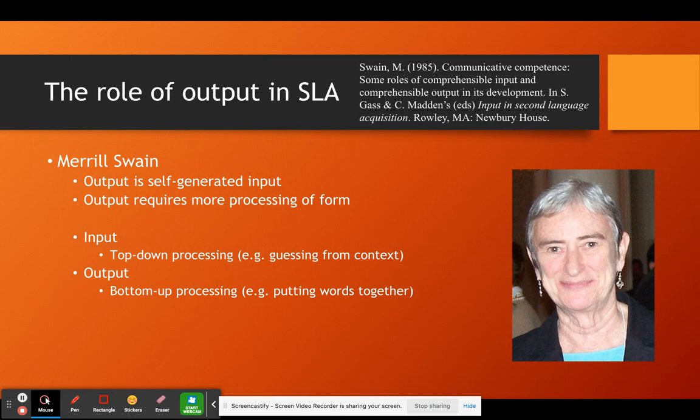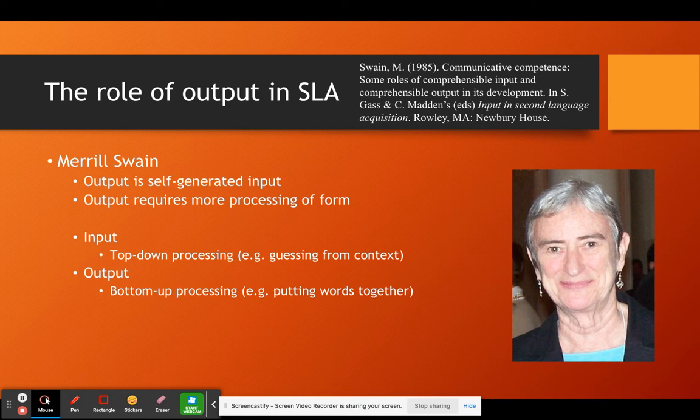So for that reason, according to Swain, nothing was really ever forcing learners to process certain forms. They were maybe hearing certain forms and reading certain forms, but they weren't forced to really attend to those forms, because they could understand without attending to them.